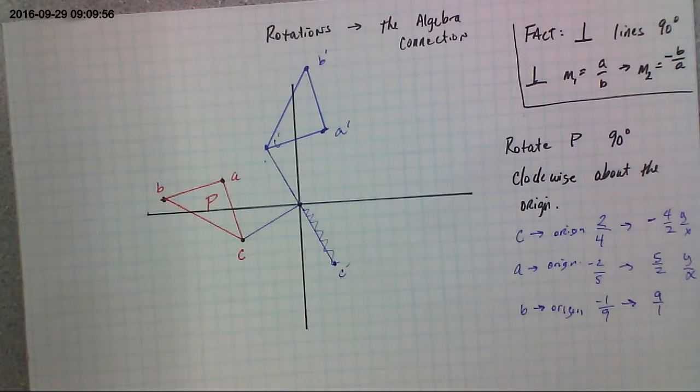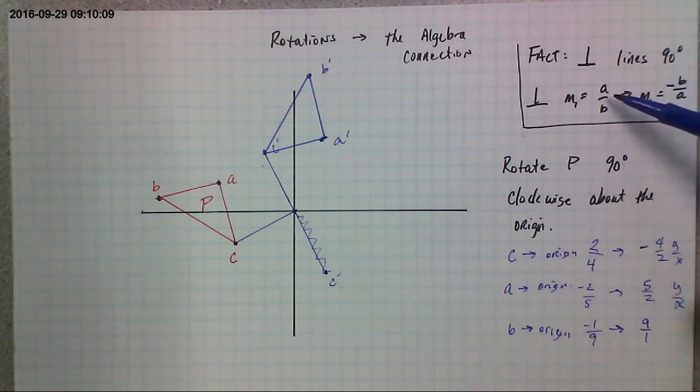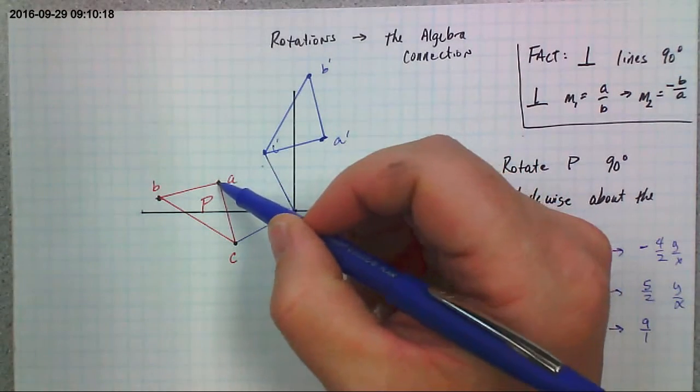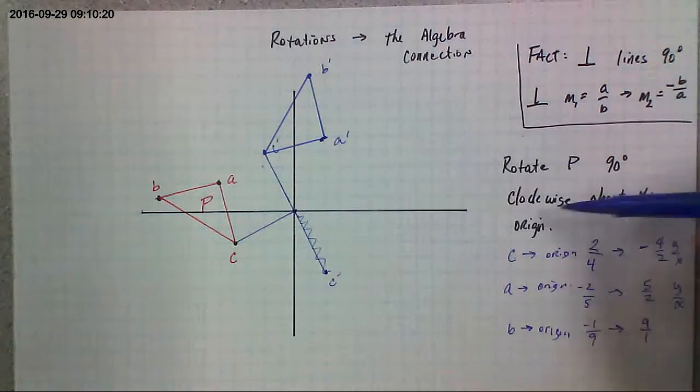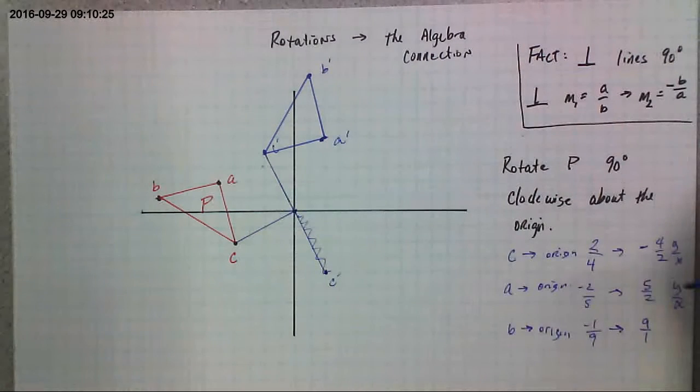Because I'm counting slope. I'm not counting coordinates, I'm counting slope. And the reason I'm counting slope is because I'm rotating 90 degrees, right? And I know that the slope of perpendicular lines are negative reciprocals, and perpendicular lines also make 90-degree angles. So I need to turn this 90 degrees. So I could draw a line from each point to the origin, because the origin is the center of rotation, and draw a perpendicular line the same distance and then find my new point.